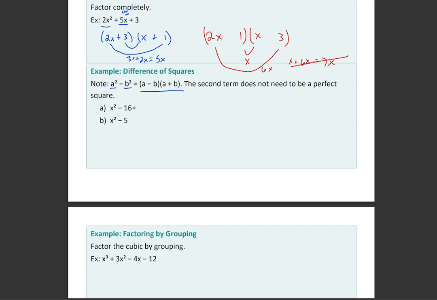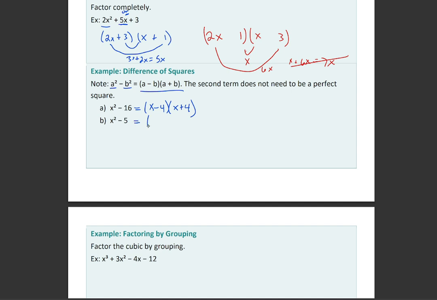So if we use that as a rule on x squared minus 16, that would break into x minus 4 and x plus 4. Here my b value is 4, since 4 squared makes 16.